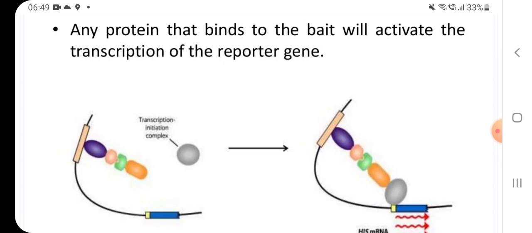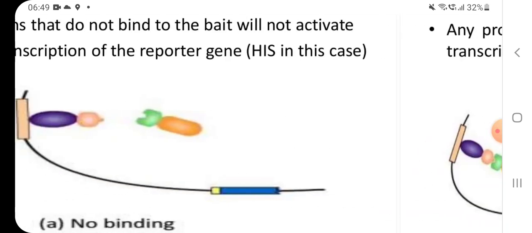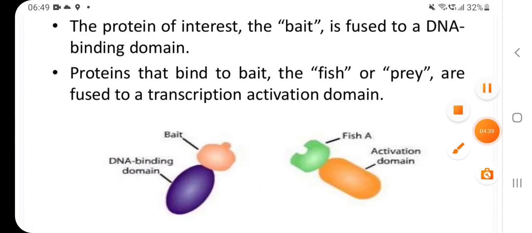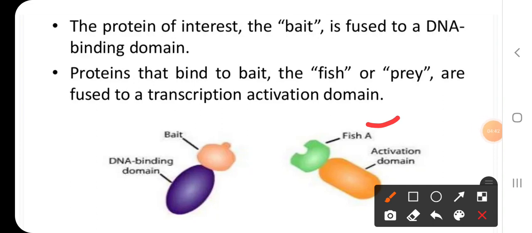Let me summarize this once again. The activation domain of the yeast transcription factor is fused with a polypeptide called the prey. Here it is, this is the prey or fish. The prey interacts with another polypeptide called the bait, which in turn is fused with the DNA binding domain of the same transcription factor. Successful transcription of an essential gene is possible when the bait and the prey interact, bringing together the DNA binding and the activation domains of the transcription factor.